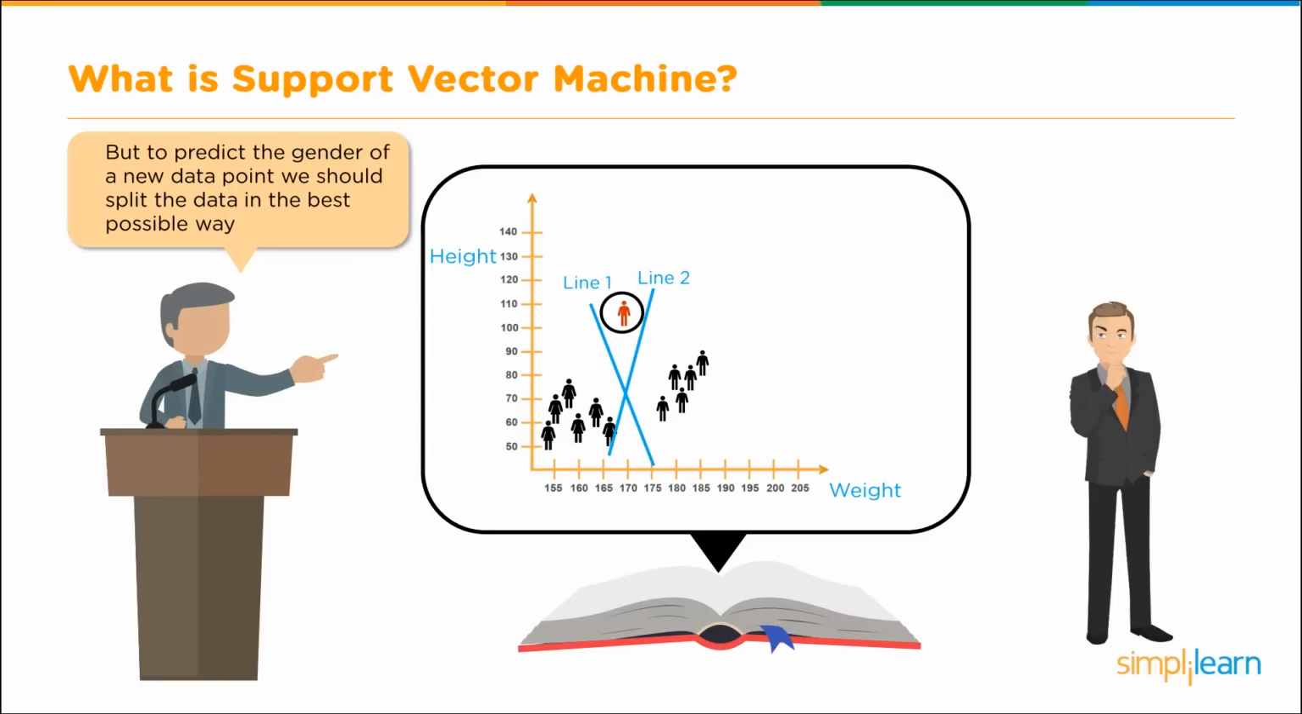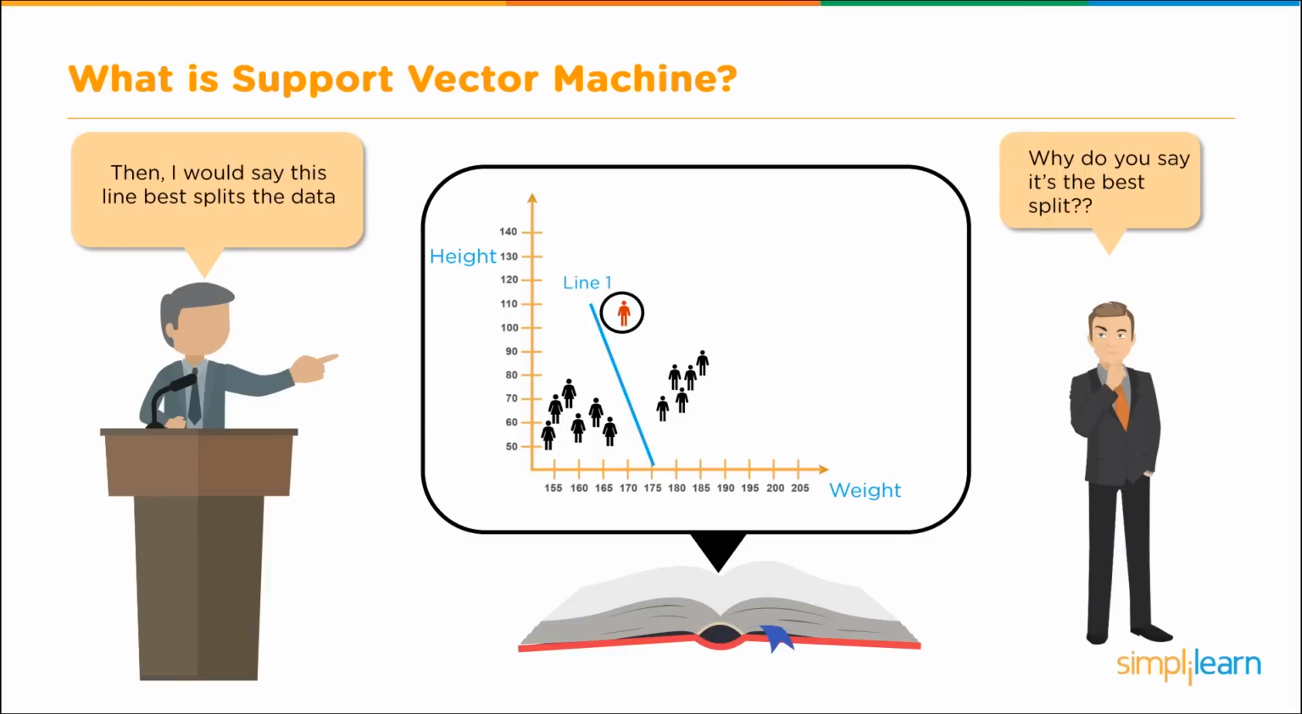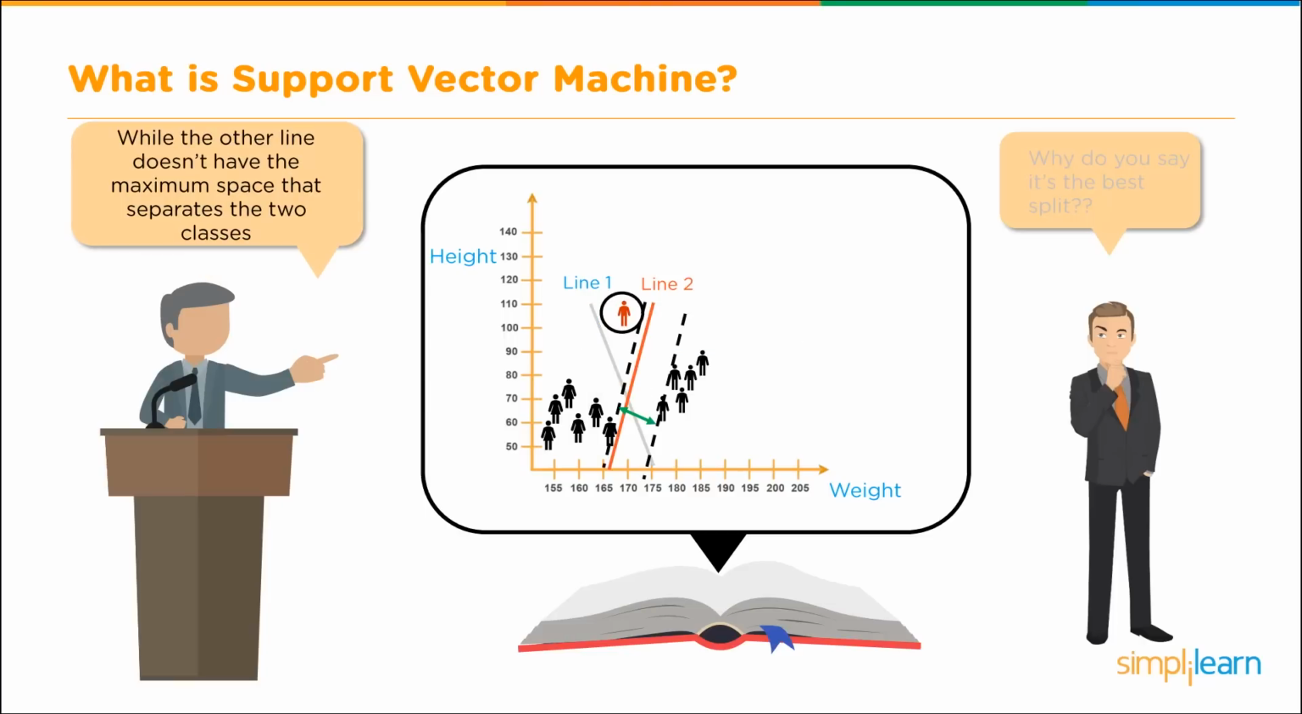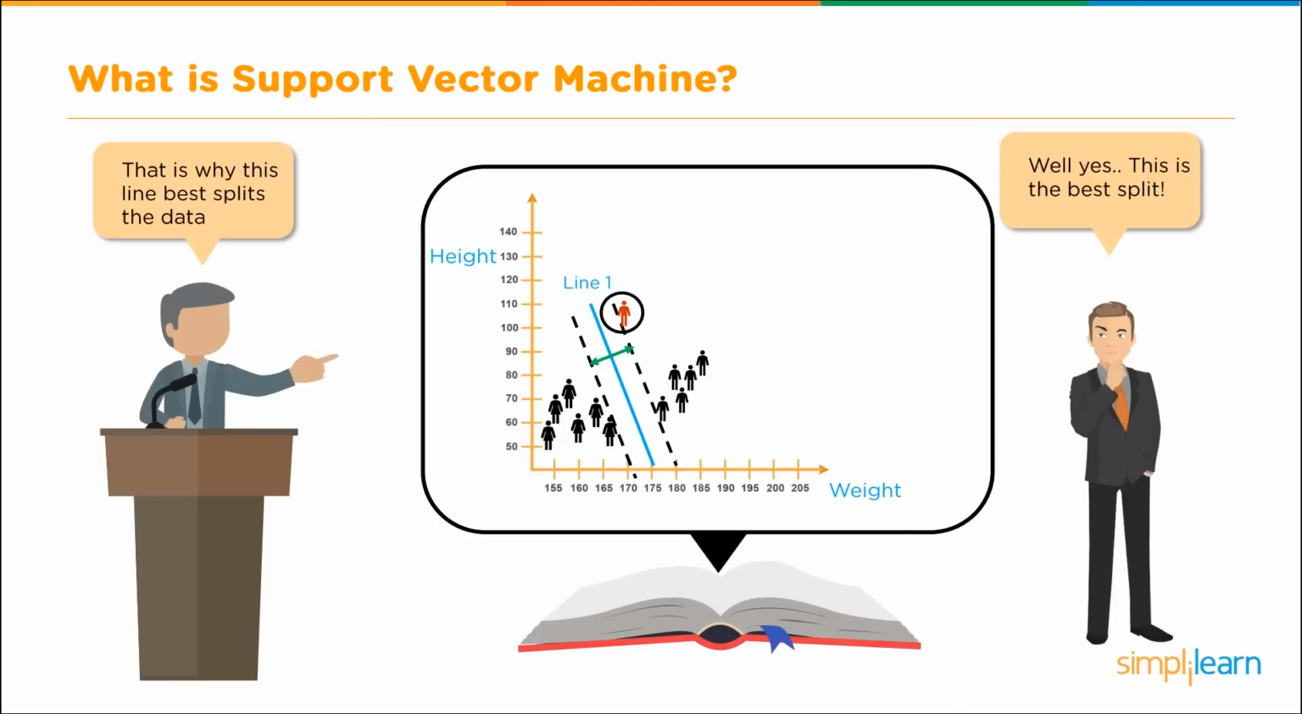to predict the gender of a new data point, we should split the data in the best possible way. And we say the best possible way because this line has a maximum space that separates the two classes. Here you can see there's a clear split between the two different classes, and in this one there's not so much a clear split. This doesn't have the maximum space that separates the two. That is why this line best splits the data. We don't want to just do this by eyeballing it.